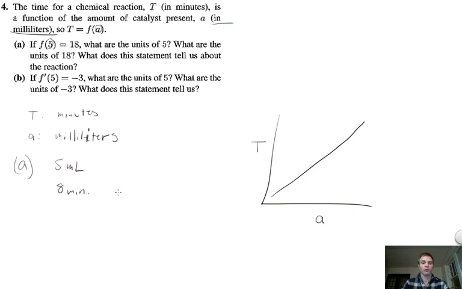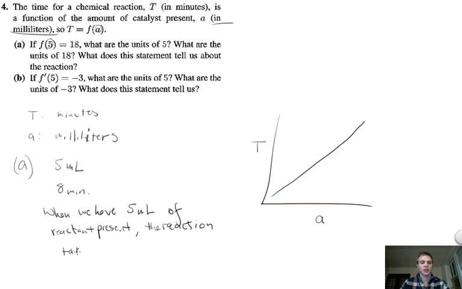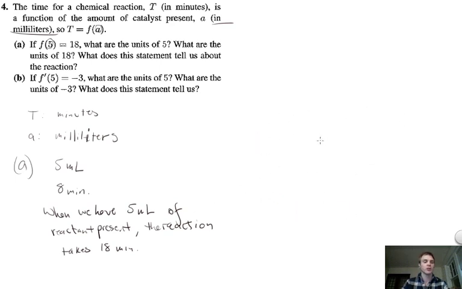So let's write a sentence. When we have 5 milliliters of reactant present, the reaction takes 18 minutes. Now, what do reactants and reactions mean? Well, that's a whole separate thing, right? You should take some chemistry, or you might talk about that in biology a little bit, and learn what those things mean. Okay, so here's the meaty stuff.